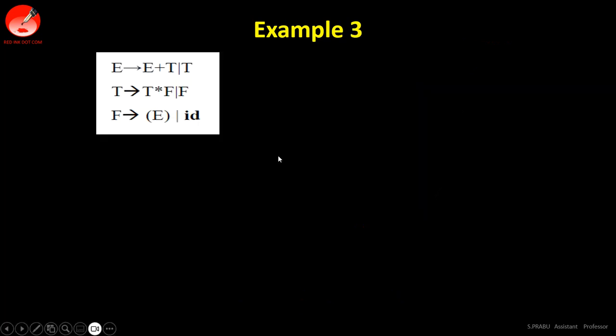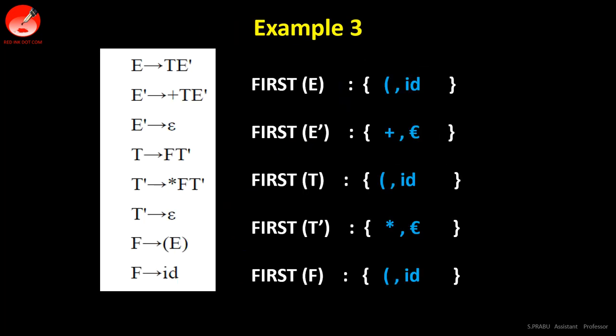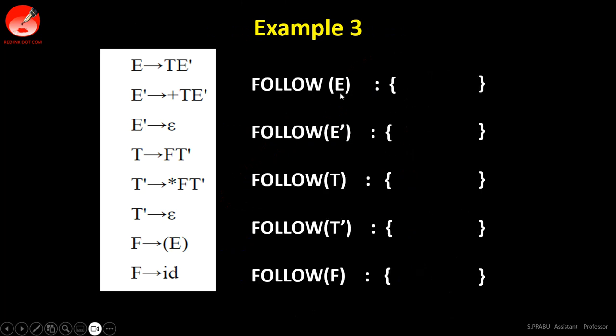In example 3, first you remove the left recursion and rewrite the grammar. First find the first values of all the non-terminals. Then find the follow elements. For capital E, E is the starting symbol, so I add the dollar symbol here. Then I check whether capital E is present in the right hand side of the grammar. This production has capital E. The next element is closed bracket, so I add closed bracket here.